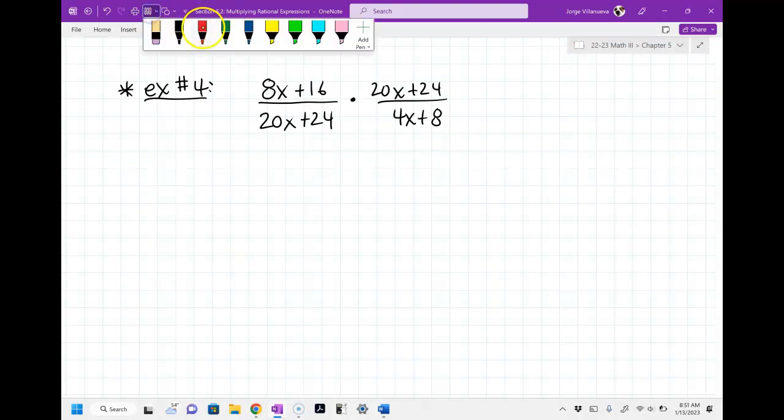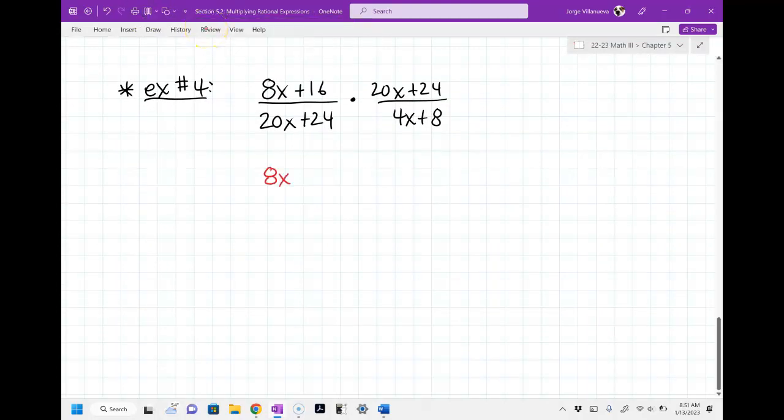All right. So I'm going to rewrite it, okay? Just so I can mess with it. (20x plus 24) over 4x plus 8. All right. Is there anything that's obvious to you that looks like I could just cancel out? All right. So the 20x plus 24 diagonally, right? I can get rid of those. So let me get rid of those.